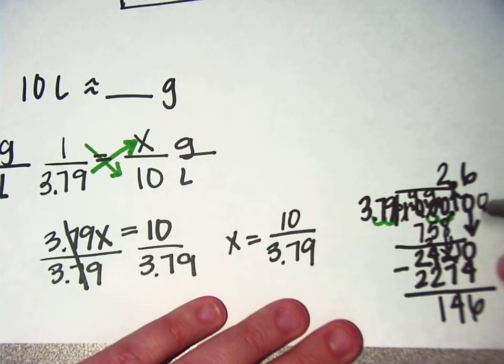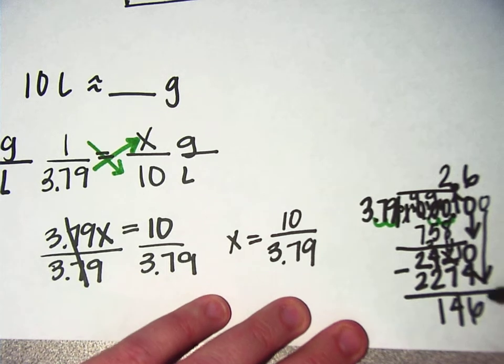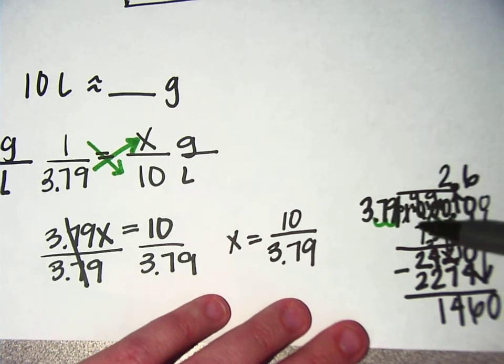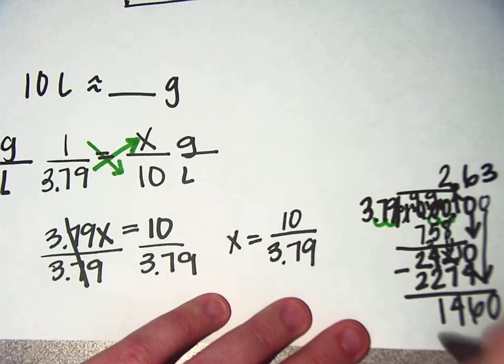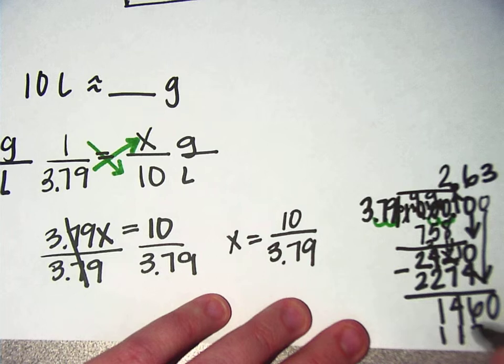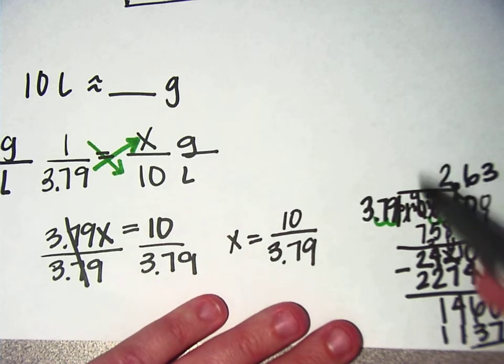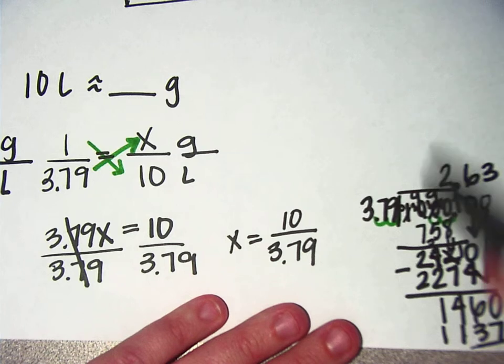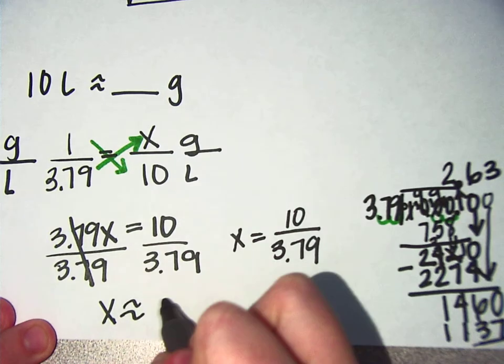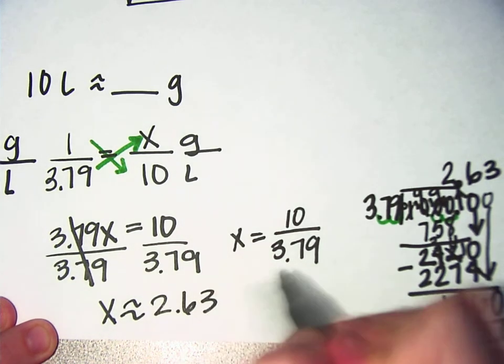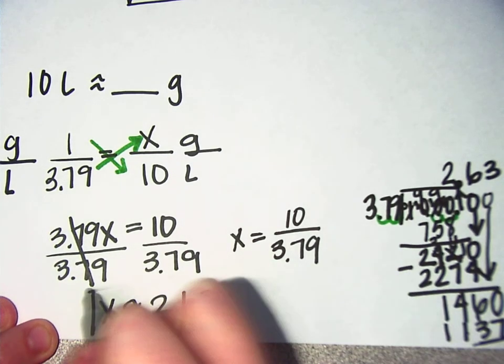Okay, we're going to add another 0, bring it down. Now we're looking at 1460. 379 goes into 1460 3 times, which equals 1137. And you can stop here. If you've got a whole number, you can stop at 2 digits past the decimal. Okay, so our answer is equivalent to 2.63 gallons. Okay.